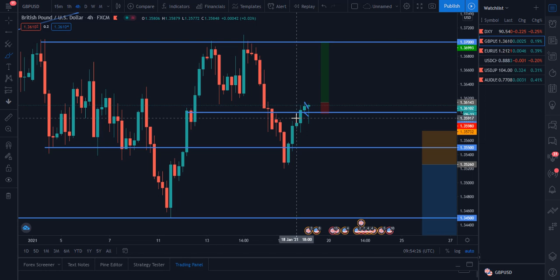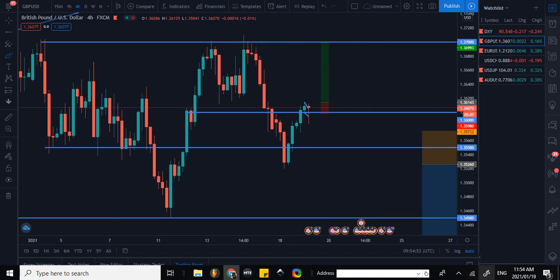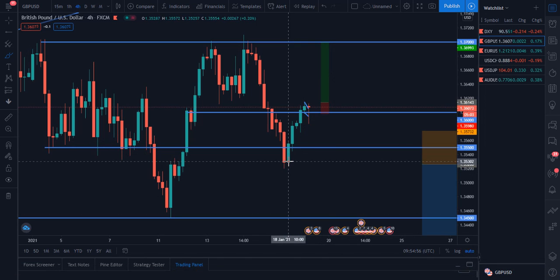A false breakout within a range, where the resistance is 1.37000 and the support is 1.35500. With that being said, I can see that this could be an intraday setup, and I can hold it for 2 days or more, because as you can see, let me just check the date. From the 18th, as you can see here, look how far it went.